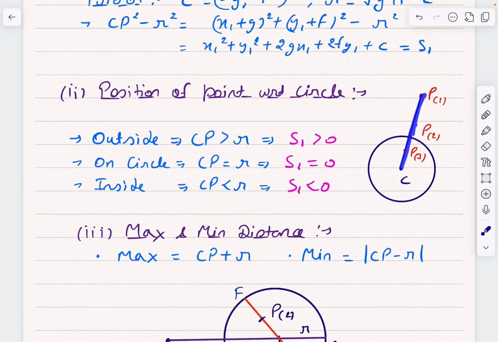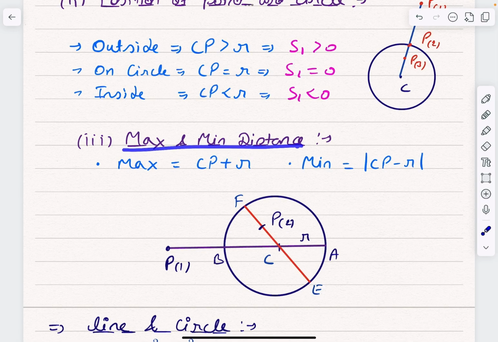If P is outside, the Cp distance will obviously be more than R. And if Cp is more than R, you will see that S1 will come out to be positive, because S1 was Cp square minus R square. So if Cp is more than R, S1 will be positive. If it is on the circle, then Cp will be equal to R, so S1 will be 0. If it is inside the circle, then Cp will be less than R, so S1 will be negative. Okay, so next time you have to see if a point is inside, outside, or on the circle, just find the power of point. If it is positive, it will be outside, if 0 on the circle, negative will be inside. I hope it makes sense, guys. Next.